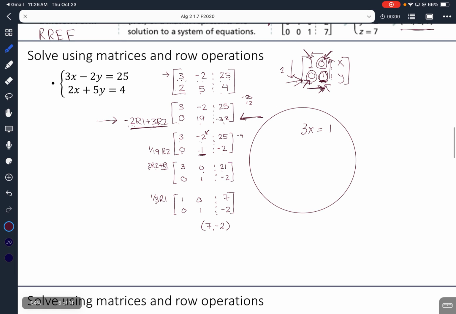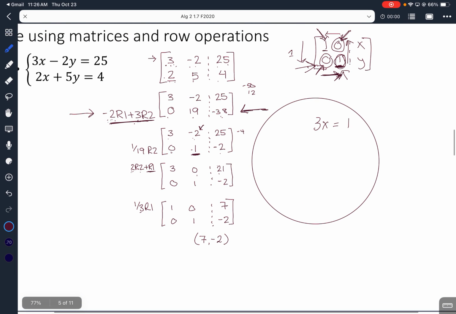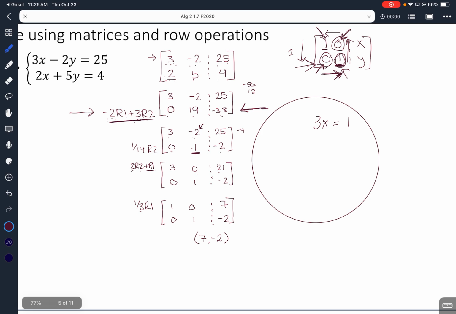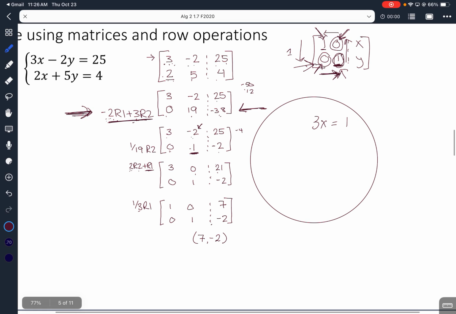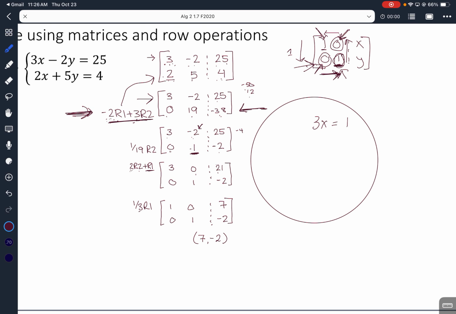Where'd you get, on the very first one, where'd you get 50 and 12? Because right here I have -2, the very first step. It says -2 R1. So -2 times 25 is -50. And 3 times 4 is 12. So you're doing this to this one to get that answer. Okay. It's what I did to get my answer, not what I'm going to do.